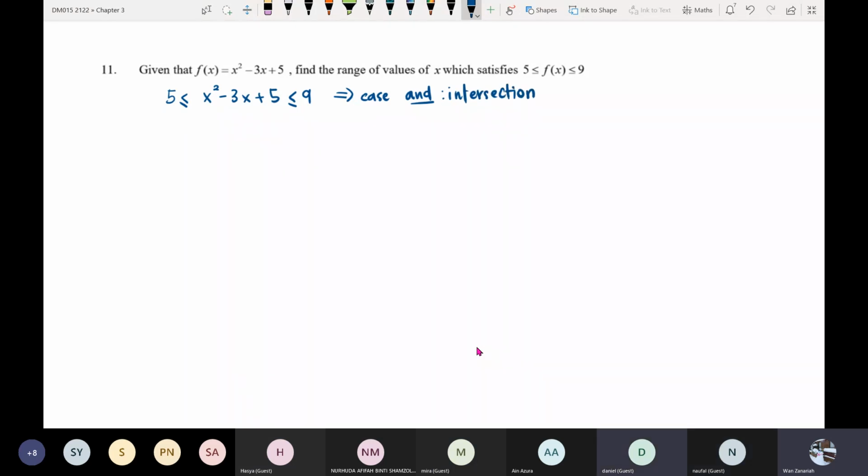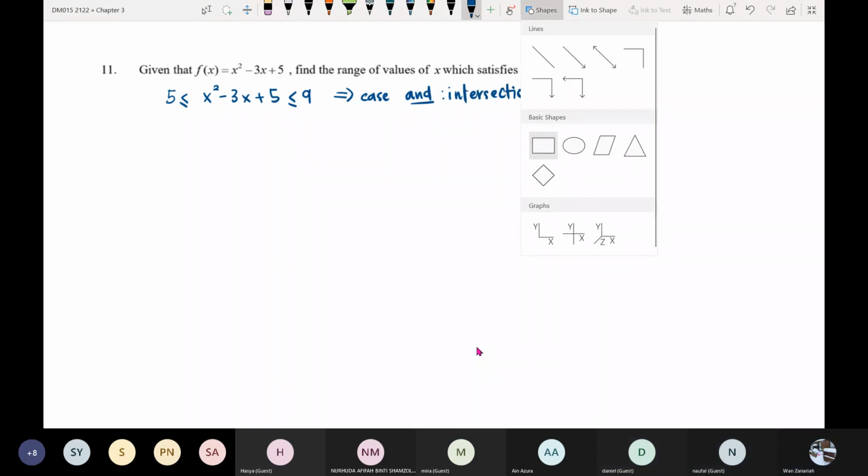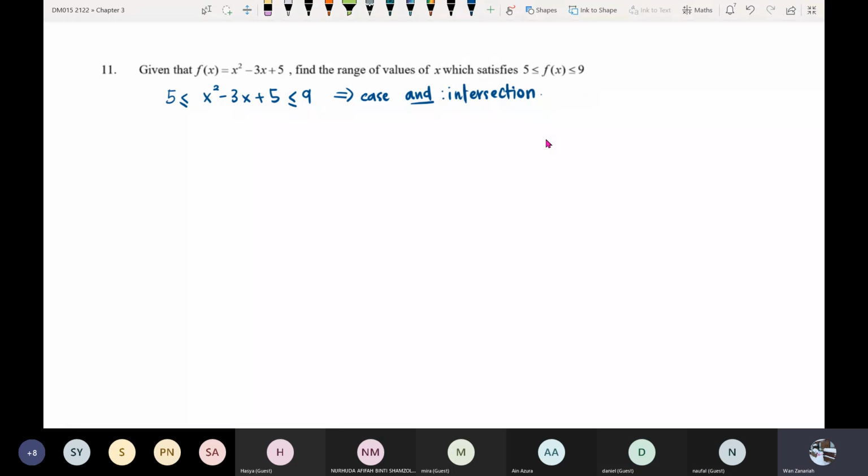Ini kena tulis dulu sayang. Okay. So this is what you want. So first step you buat satu persatu. This is your first equation. This is your second equation. So 5 is less than.